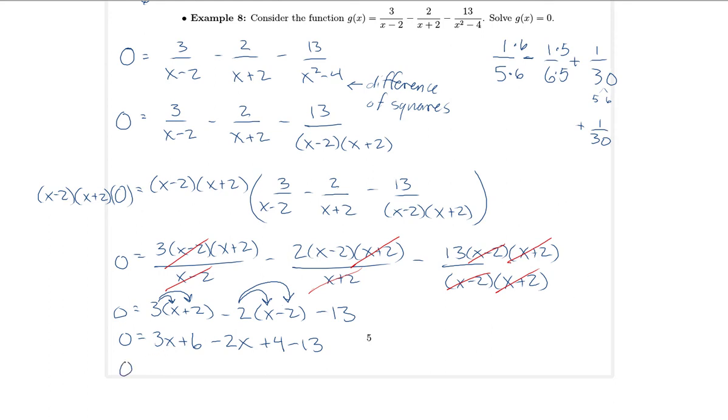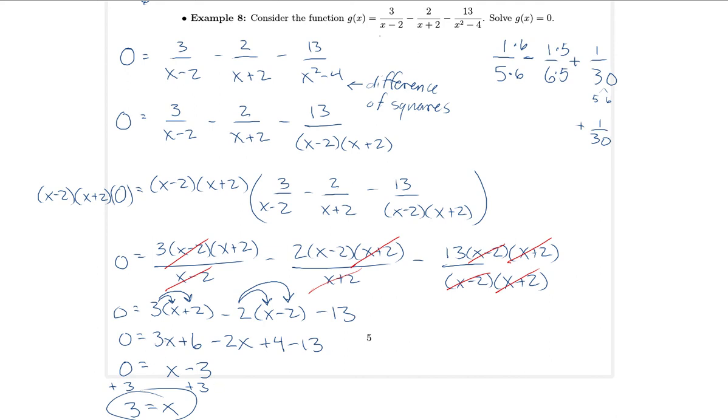And if we combine like terms, 3x minus 2x, that's just x. 6 plus 4 minus 13 is minus 3. So it looks like x equals 3. So by coincidence, same answer as the last problem. Totally a coincidence. And we want to make sure that didn't cause us to divide by 0.